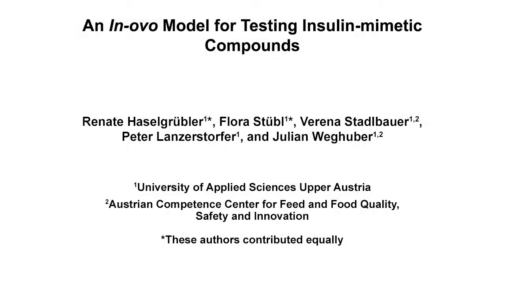The overall goal of the presented modified chick embryo model is to characterize substances with insulin-mimetic properties in a living organism. This method can help answer key questions in the field of diabetes research, such as finding herbal extracts with insulin-mimetic properties that reduce blood glucose levels without side effects.